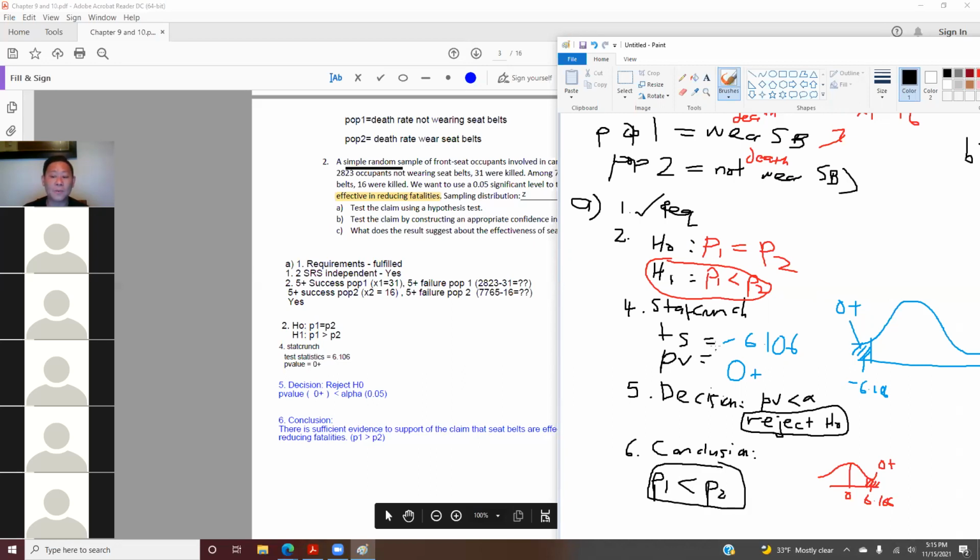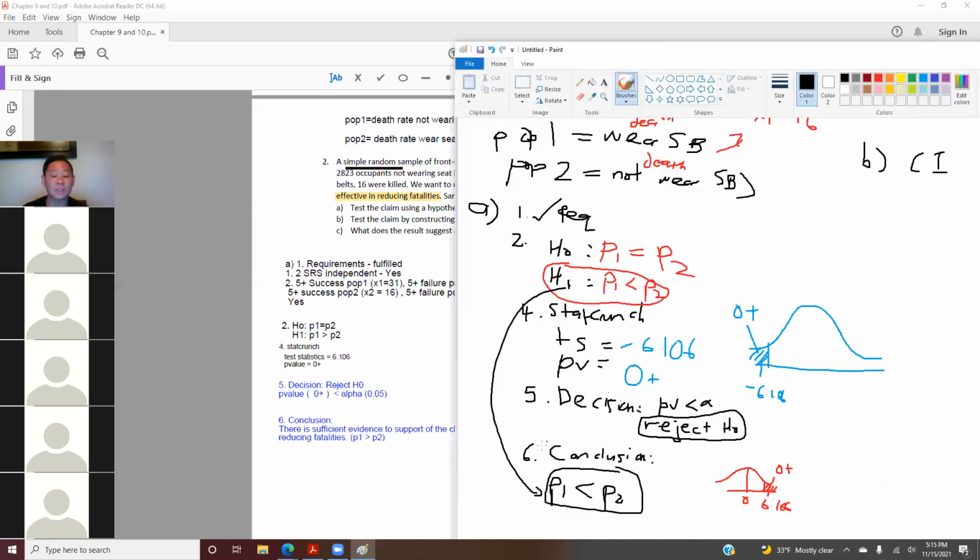Don't forget, we use P1 less than P2 here, which says there is sufficient evidence to support the claim that seatbelts are effective in reducing fatalities, which is P1 in this case less than P2. This is the same thing here. So what is different? The only difference you see is your test statistic. It goes from positive to negative. And don't forget, your alternative hypothesis changes from greater than to less than.